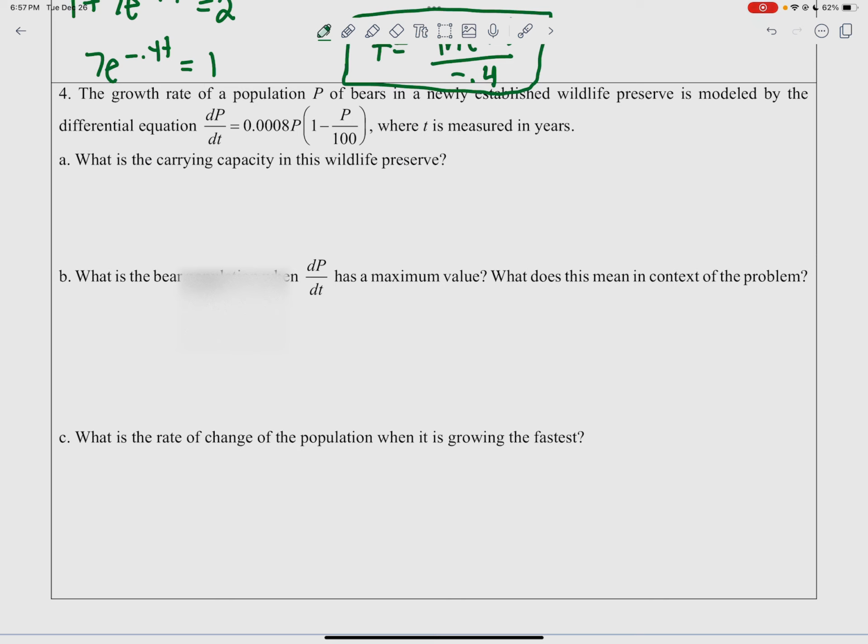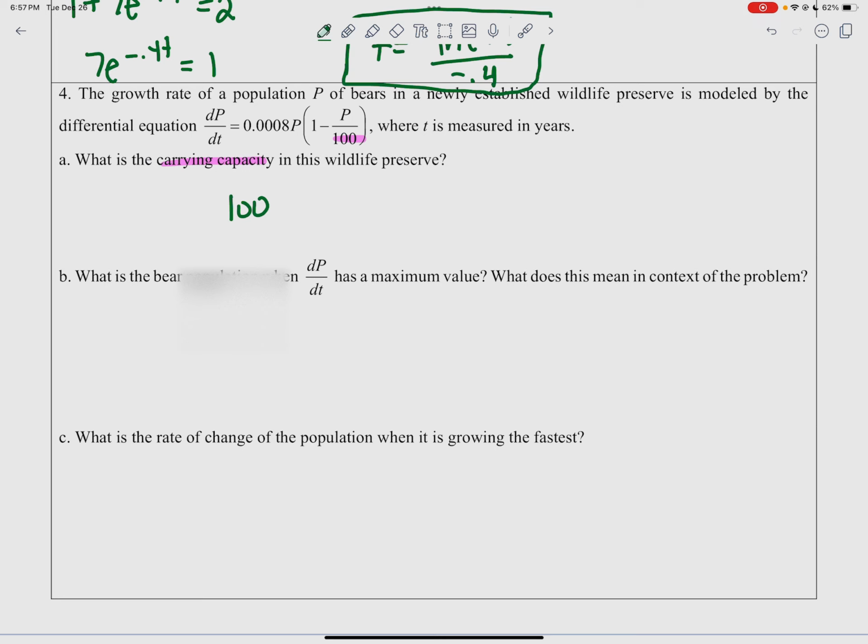Number 4, the growth rate of population P of bears in a newly established wildlife reserve is bounded by the differential equation dP/dt is equal to 0.0008 P times 1 minus P over 100, where t is measured in years. Part A says, what is the carrying capacity of this wildlife reserve? Carrying capacity, 100. Surprise.